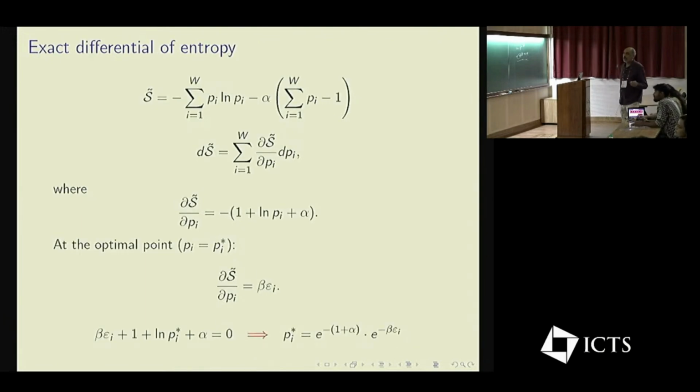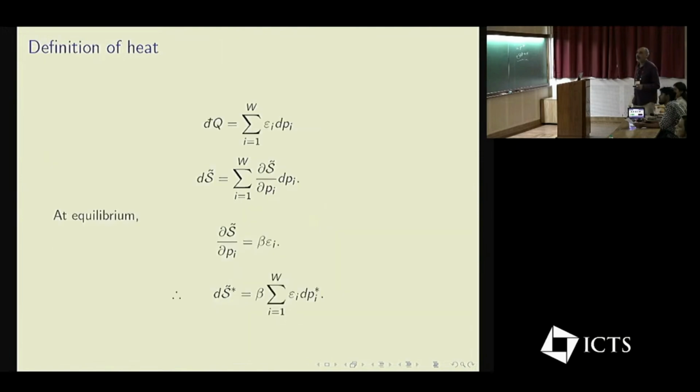So now this actually allows you to introduce the exact differential of Shannon entropy, which will be defined like this, because now you can vary all the probabilities independently, right? So from this definition, you can write this, but at the optimal point, we have seen that it should satisfy this condition. So when you combine both of these conditions, you get the equilibrium distribution. So this is the way.